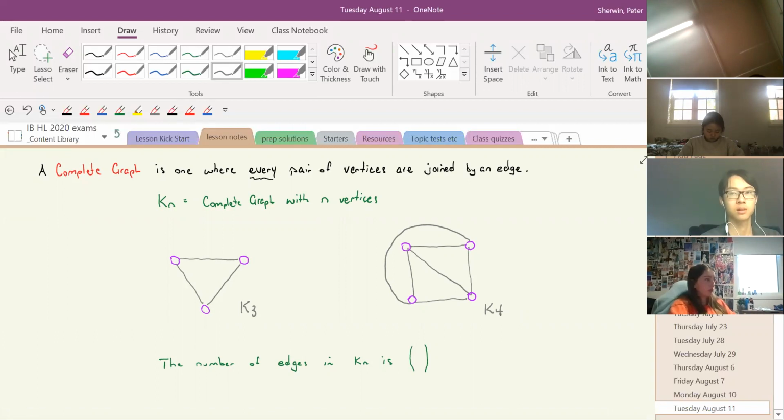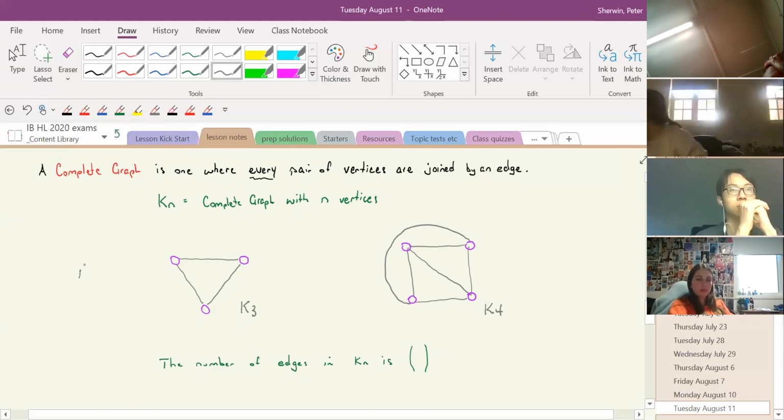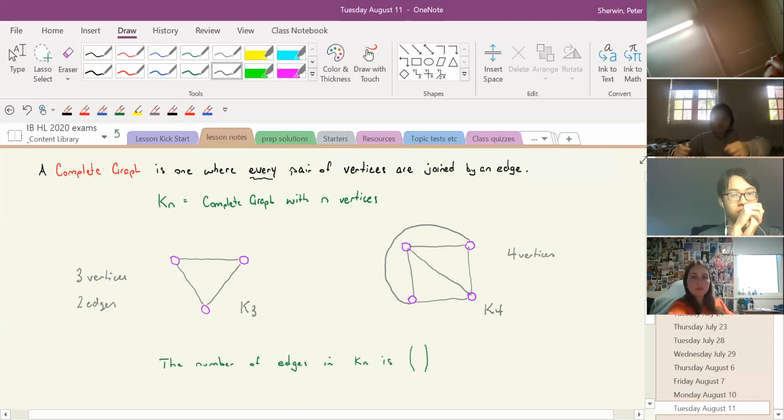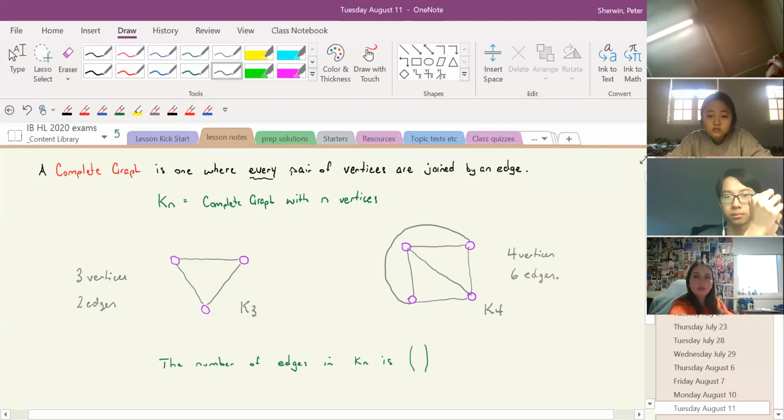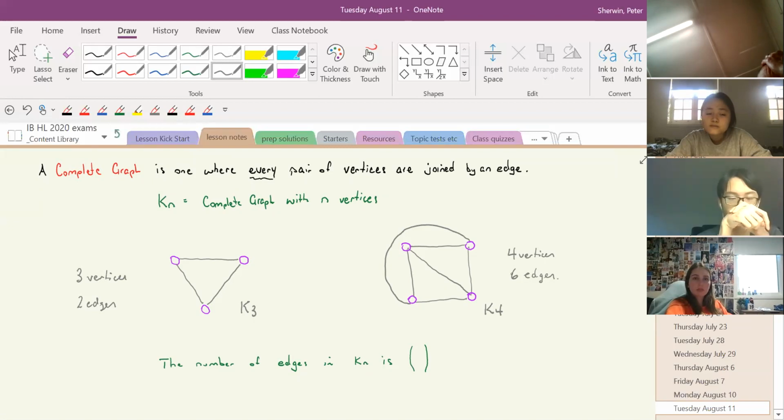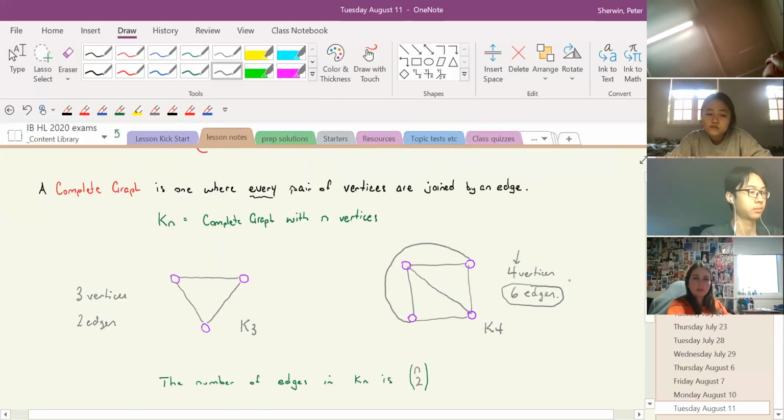So the number of edges in a complete graph, there's a nice way of calculating. I've got 3 vertices and 3 edges here. Over here I've got 4 vertices. How many edges do we have? 1, 2, 3, 4, 5, 6. So the way to calculate the number of edges from the number of vertices is to take n choose 2. For 4 vertices, 4C2 is equal to 6. What do we get here? 3C2 is equal to 3.